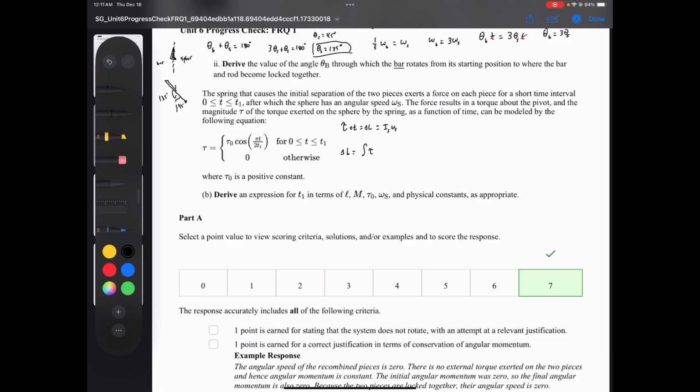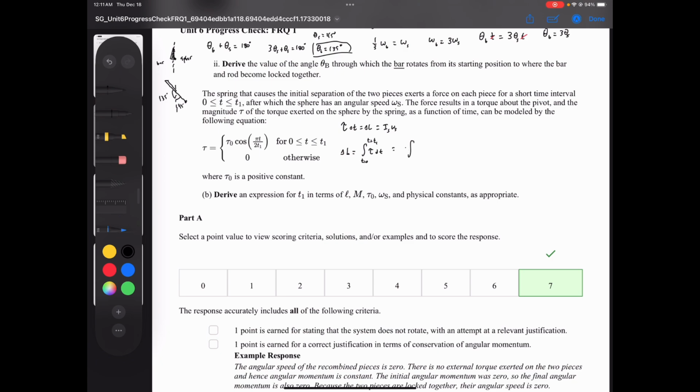The thing is, my torque is not a constant value. My torque is changing with respect to time. And because it's changing with respect to time, we have to integrate that function from t equals 0 all the way to t equals t1. All right, so now let's integrate our function.